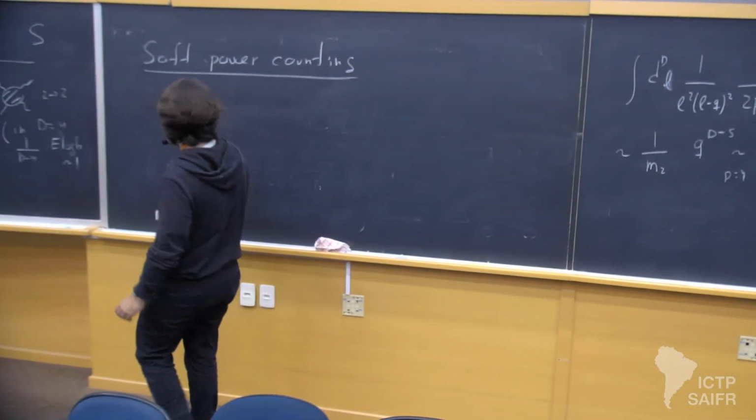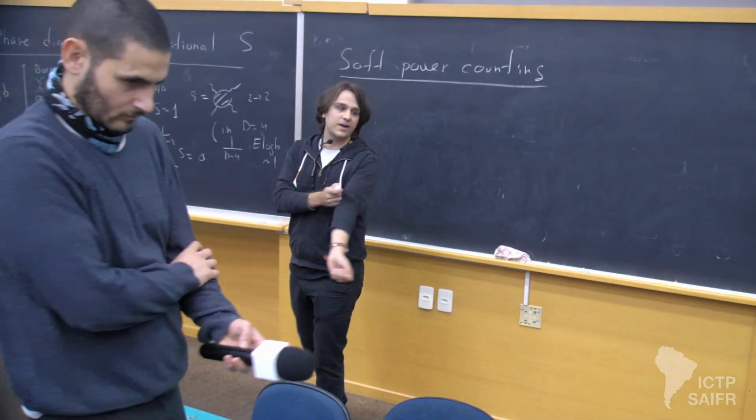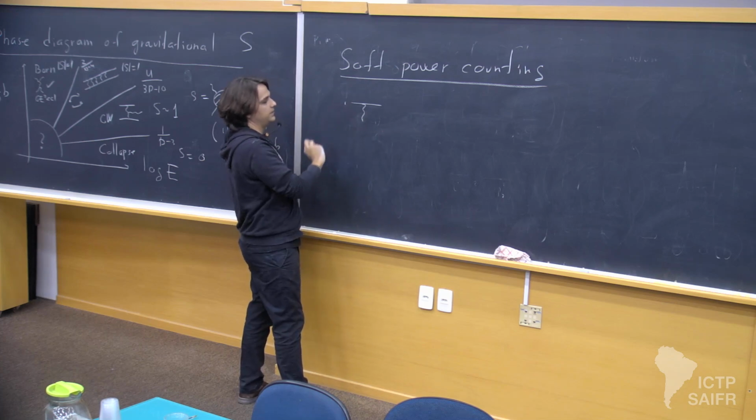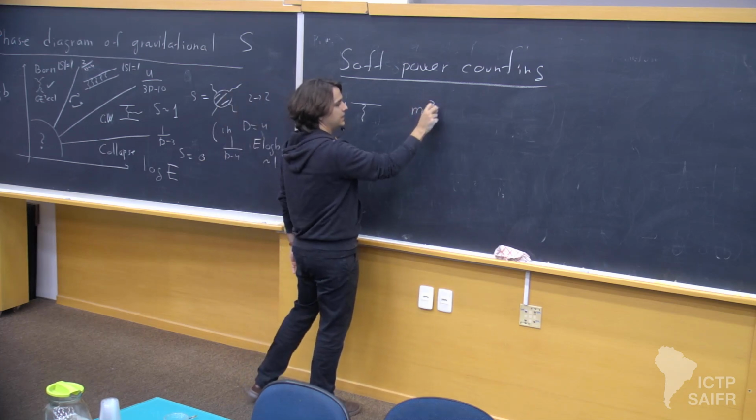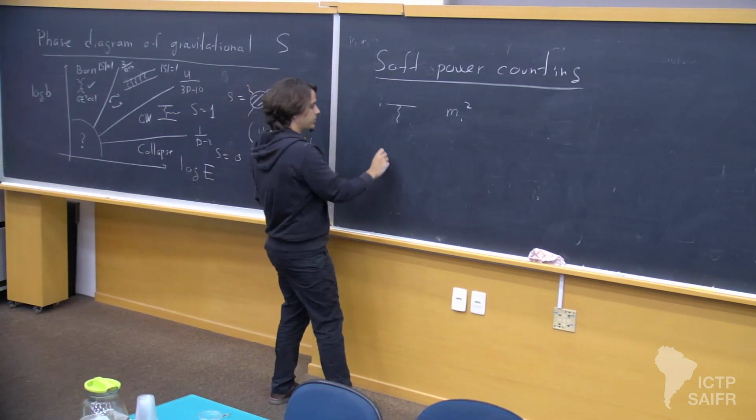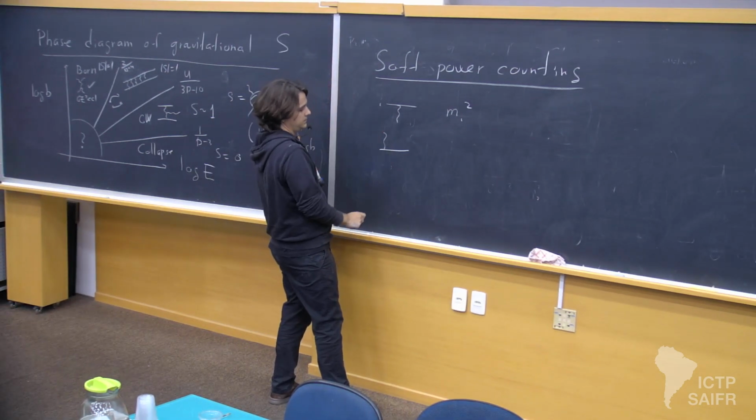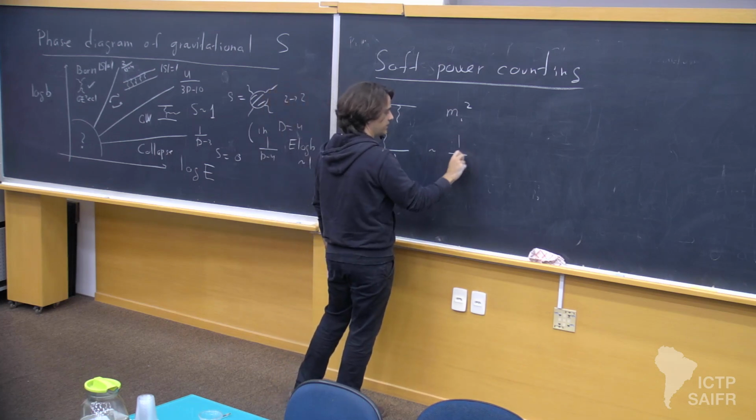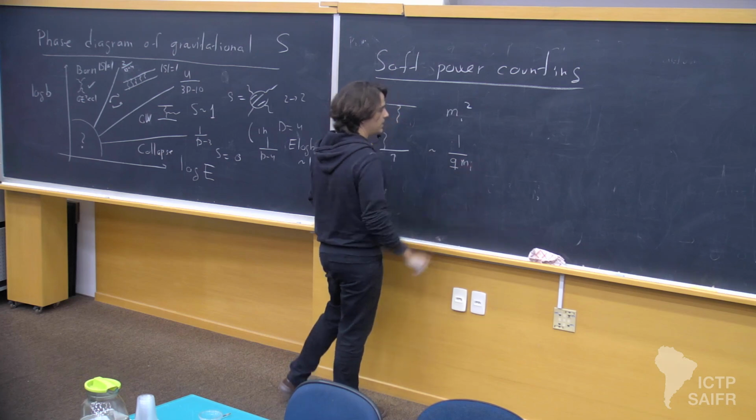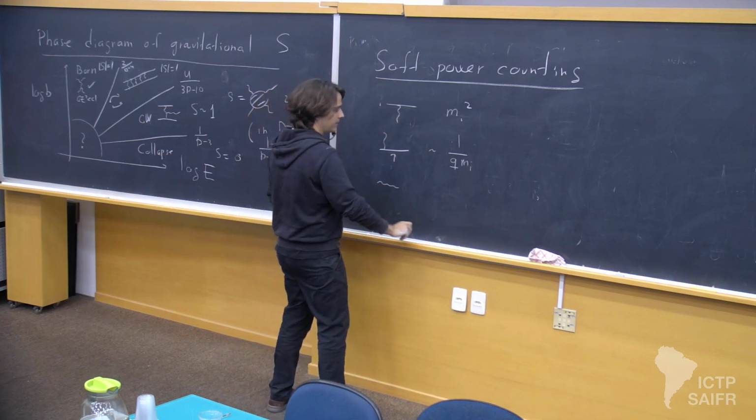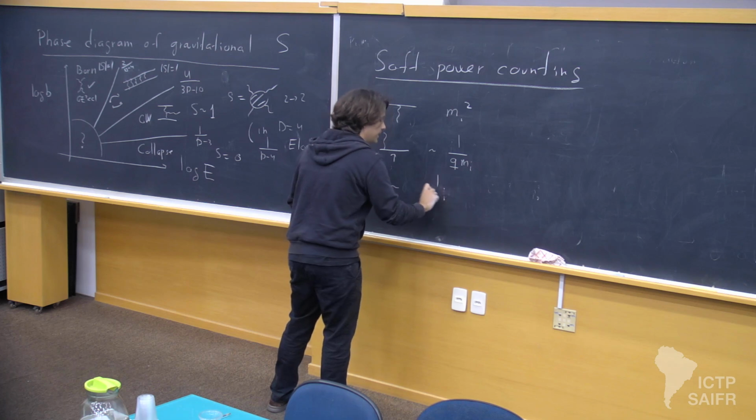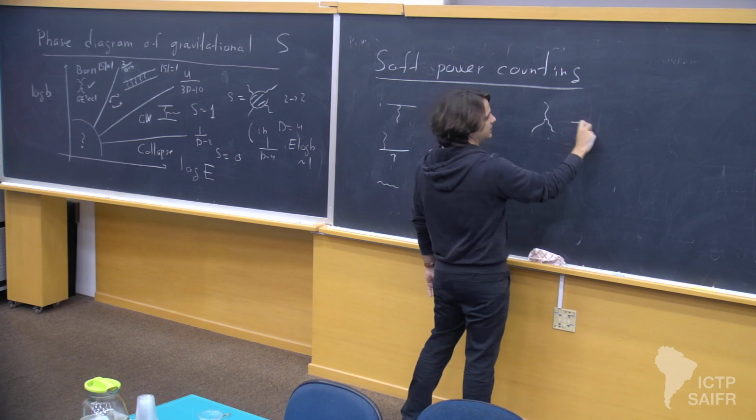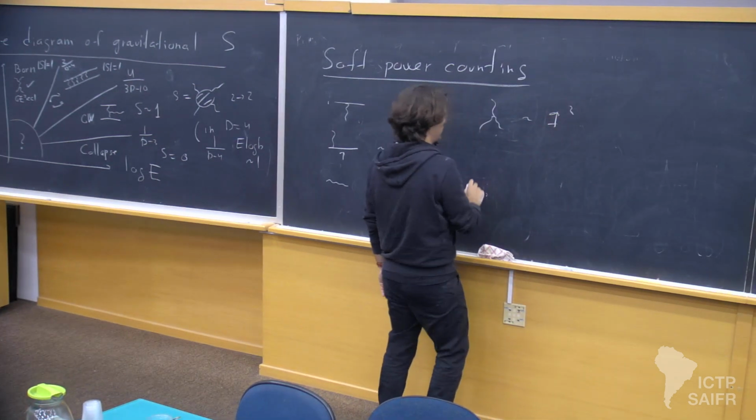Let me summarize these rules of power counting. Per each vertex with a massive particle, I add 1 power of the mass. Per each propagator of a massive particle, I add 1 over Q in the power of the mass. For each graviton propagator, I add 1 over Q squared. Each graviton vertex, Q squared, and the measure.